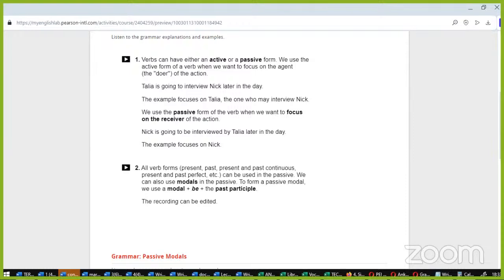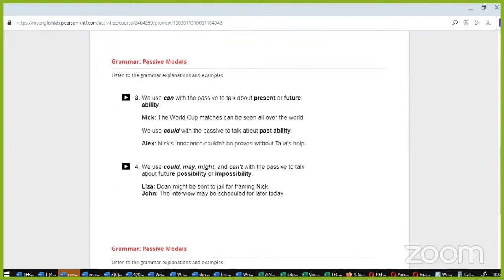All verb forms, present, past, present and past continuous, present and past perfect, etc., can be used in the passive. We can also use modals in the passive. To form a passive modal, we use a modal plus be plus the past participle. The recording can be edited. Okay, 3 and 4.